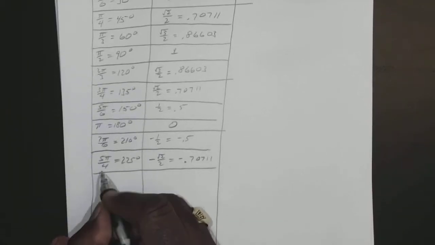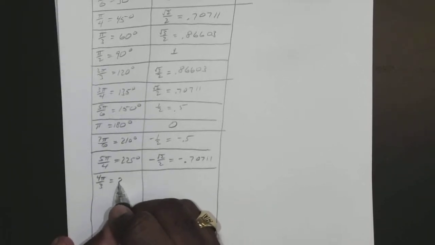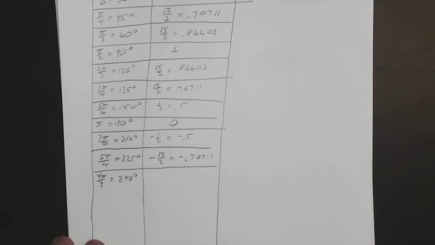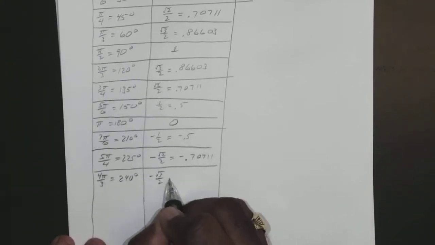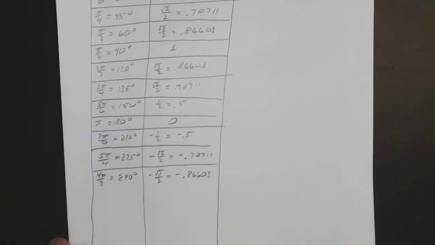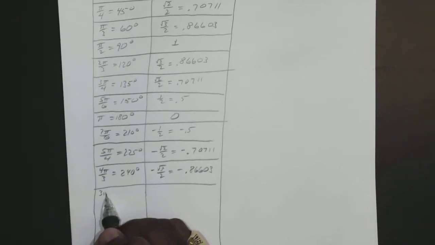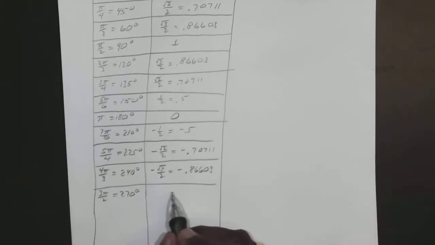Okay, so if you go to 4 pi over 3, that's 240 degrees. That's negative square root of 3 over 2, which is negative 0.86603. And if you go to 3 pi over 2, which is 270 degrees, that's going to equal negative 1.